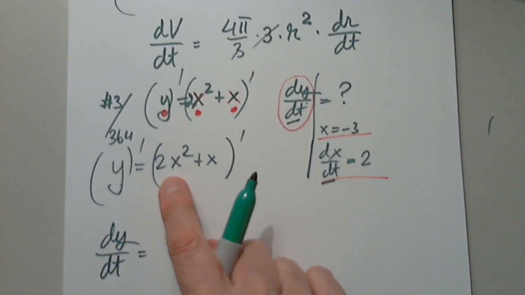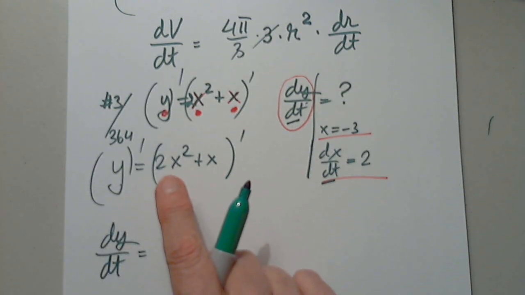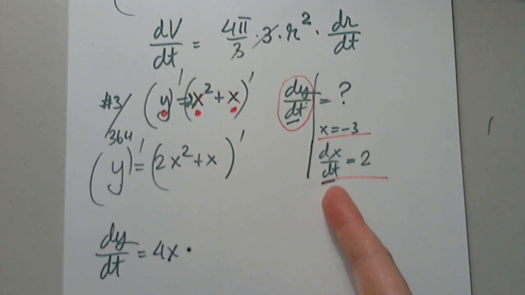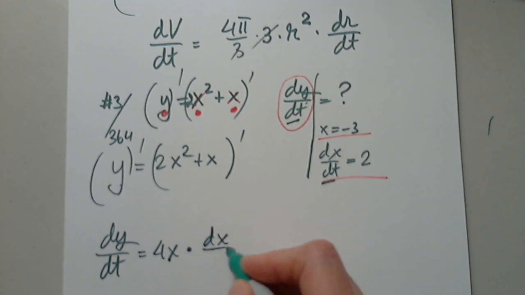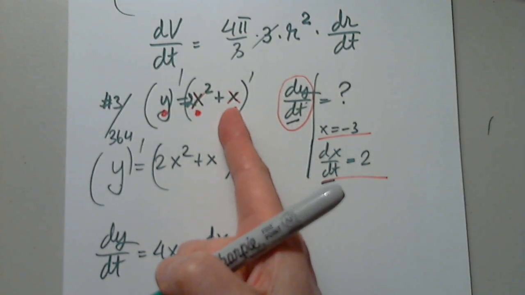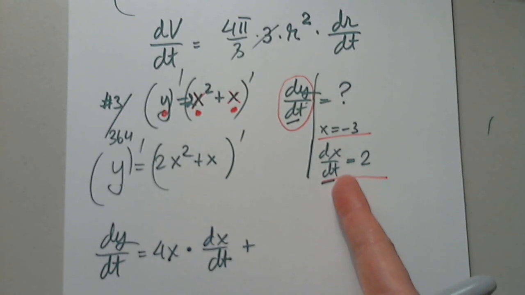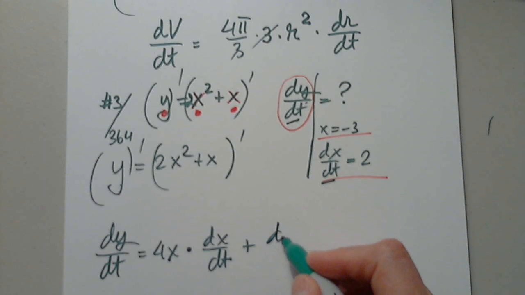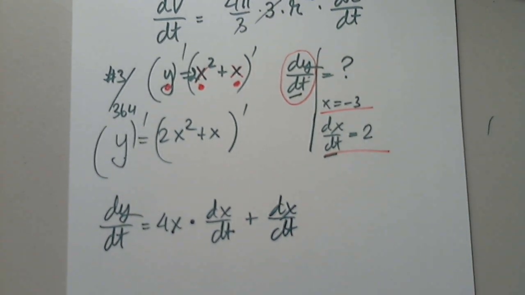Now here, you cannot say 4x. You have to say 4x times the inner function prime, dx over dt. Exactly. Plus, I differentiate x, which is a function of time. You cannot say 1. It's dx over dt. It's done.